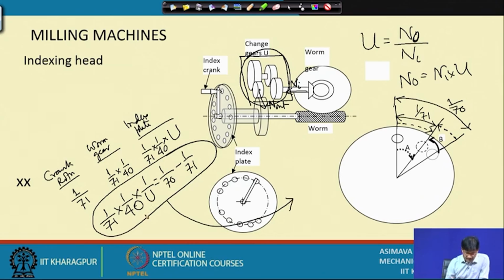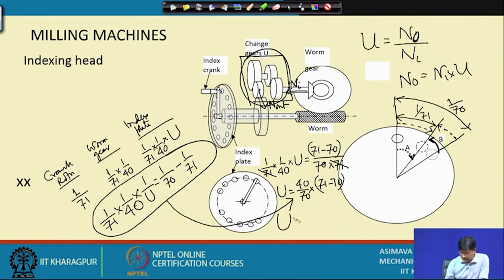will cancel out, and we will get 1 by 71 into 1 by 40 into U is equal to 71 minus 70, 71 minus 70, which is 1 here. I am just keeping it for generalization, divided by 70 into 71. 71 will cancel out, and we will get U equal to 40 divided by 70 into 71 minus 70. All right. Now, there is scope for generalization. We can write, therefore, for any problem it is equal to 40 by N available multiplied by N required minus N available.